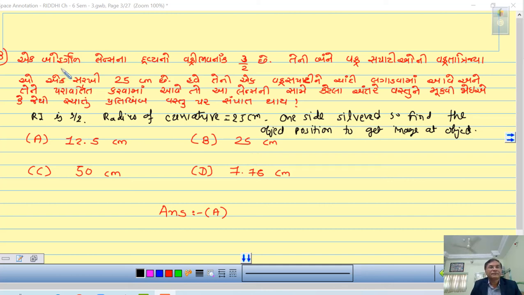More problem. There is a convex lens with refractive index 3/2, and both side radii of curvature are 25 centimeter. Now one side is silvered. Then in front of the lens we put the object so that the image we are getting is at the same position. So we need to find the object position to get the image at the object, that is, the object distance.